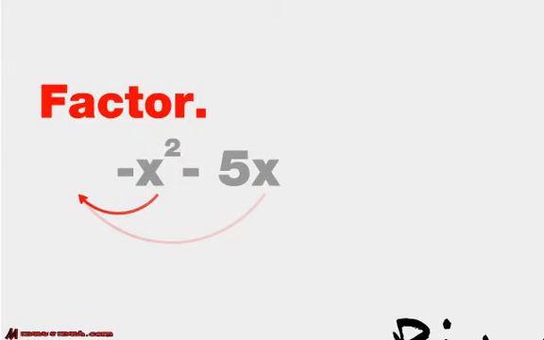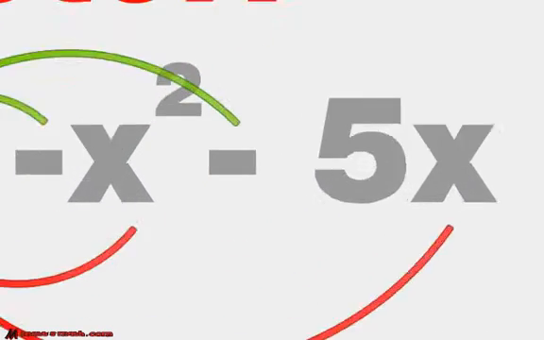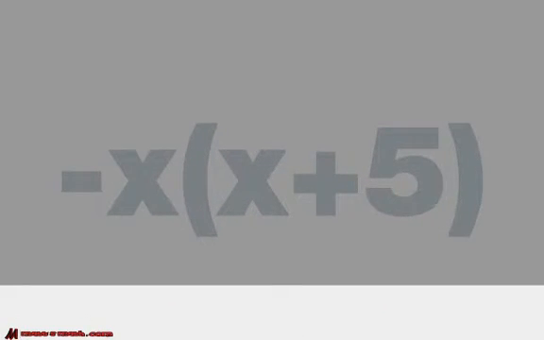Notice we can take an x out of there and an x out of there. And also notice you've got a negative there and a minus there, so I can actually pull out that negative to make it look a little bit simpler. I pull those two negatives out and bam, I get this: negative x times the quantity of x plus 5.